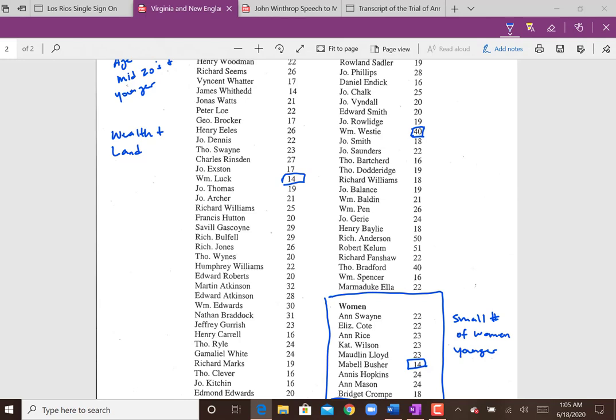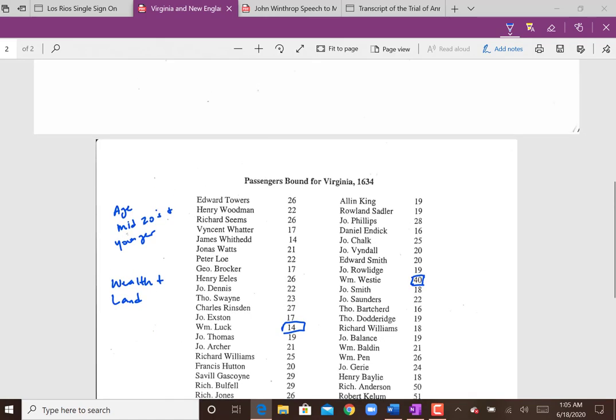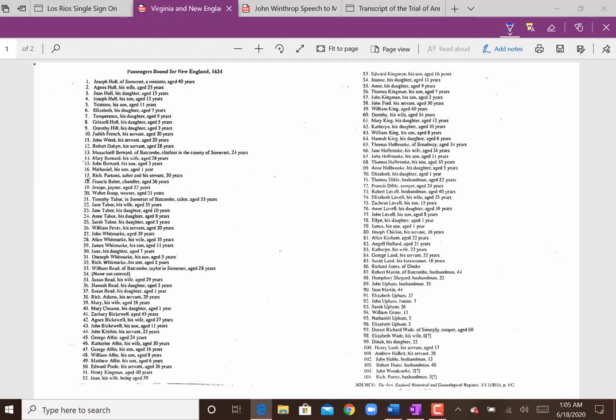But all of these men were coming over because it gave them an opportunity as an indentured servant to eventually own their own land. And more men than women came over in those earlier periods, which we talked about, which is why it gave a benefit to tobacco brides in the first place. So that's the passengers bound for Virginia. Now we have the passengers bound for New England, so this is the Puritans.